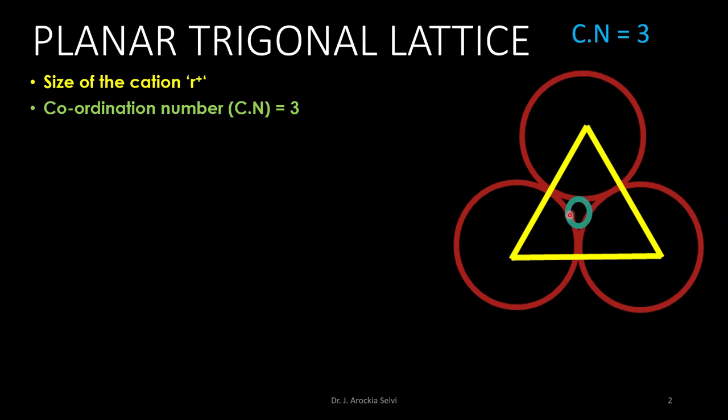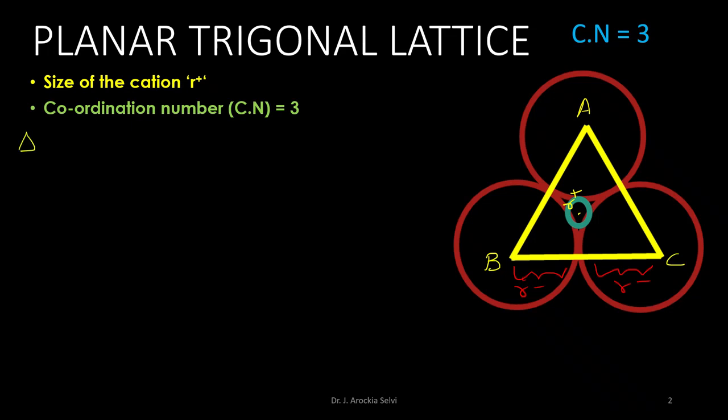Here the smaller positive cation of radius R plus is in contact with the 3 larger negative ions, that is, the anion of radius R minus. So the radius of the anion is R minus, and the radius of the cation is R plus. Let us take the equilateral triangle ABC and use trigonometric functions to calculate the radius ratio R plus by R minus.